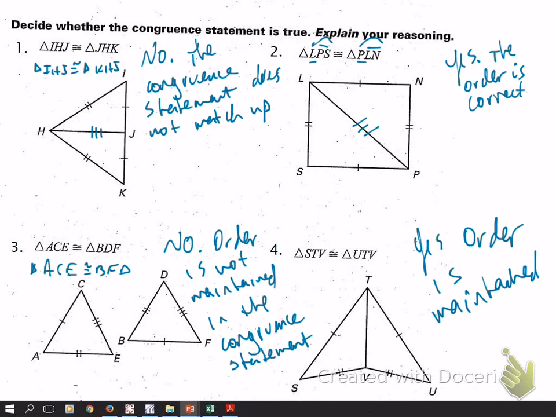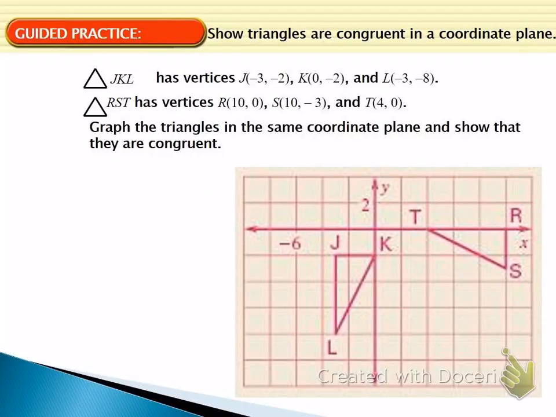Okay? Now, number 4, yes, the two triangles are congruent because of the reflexive part here, and the congruent statement, the order is maintained, so we are good there. Okay? All right. Now, as far as going about proving using side, side, side, well, we have two options.